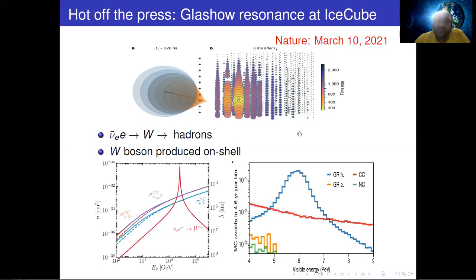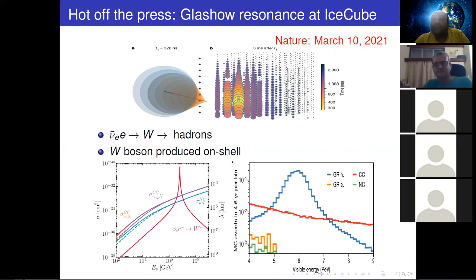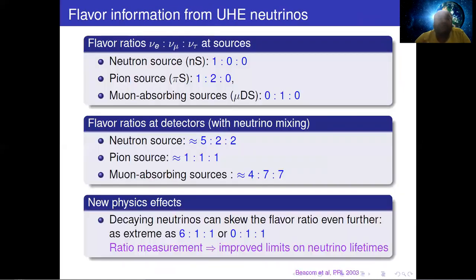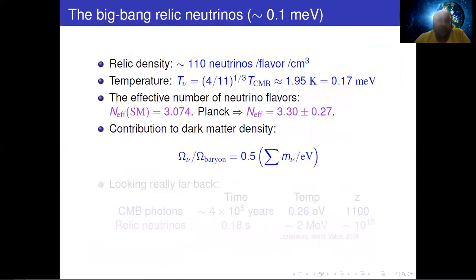Any other question, guys? If not, then I will ask one question. You have mentioned this multi-messenger thing. Could you please say something about detectability in the context of LIGO, the observation of gravitational waves? Can we test some of the aspects of neutrinos in LIGO?